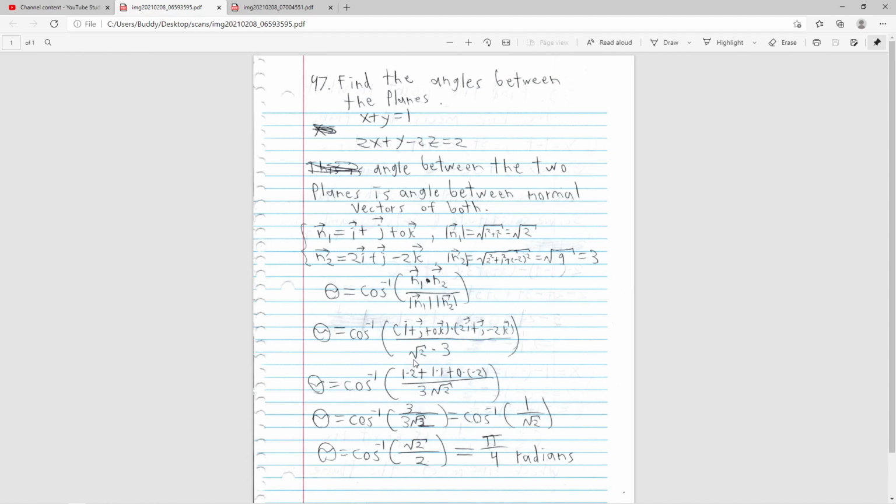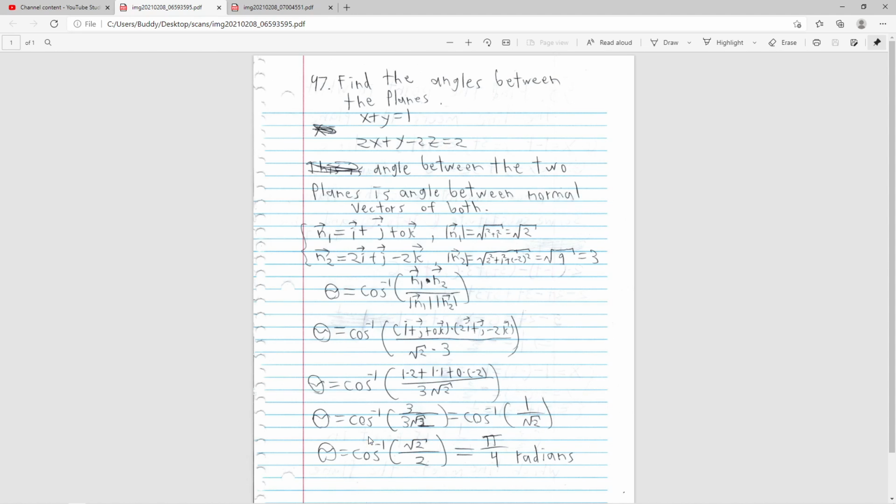So we have square root of 2 times 3 on the bottom, but it won't matter. It's going to simplify nicely. We'll get an exact number and then let's see what the angle will be. So it's i plus j plus 0k dot 2i plus j minus 2k. So 1 times 2 plus 1 times 1 plus 0 times negative 2. So that's 2 plus 1, which equals 3, divided by 3 square root of 2, which is 1 divided by square root of 2, so it's the inverse cosine of just that.